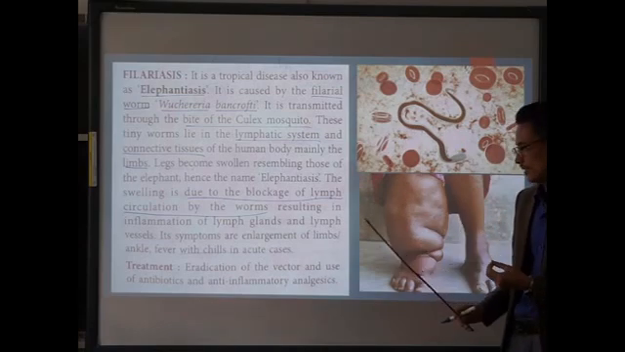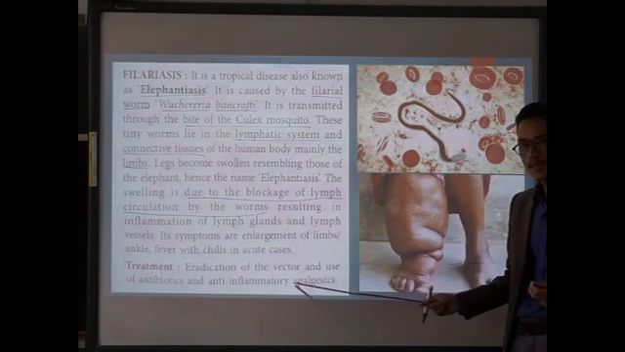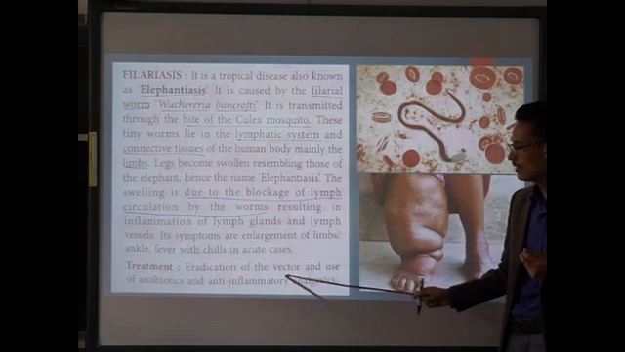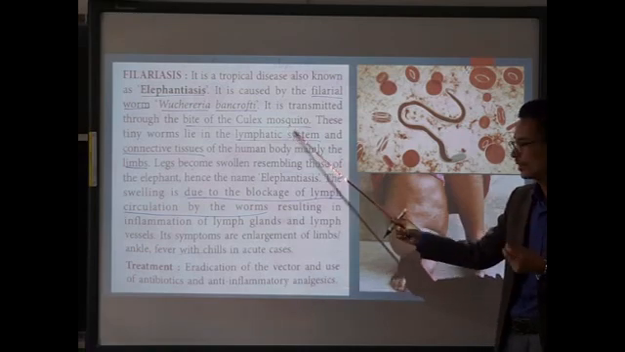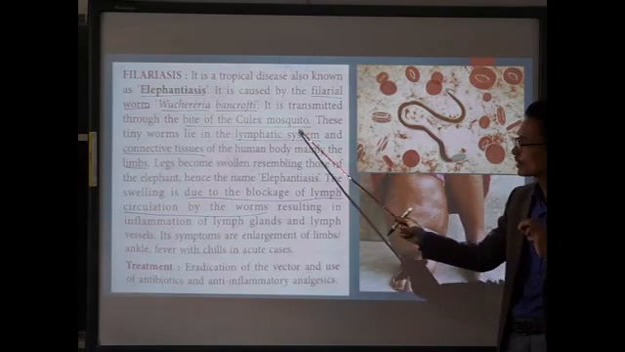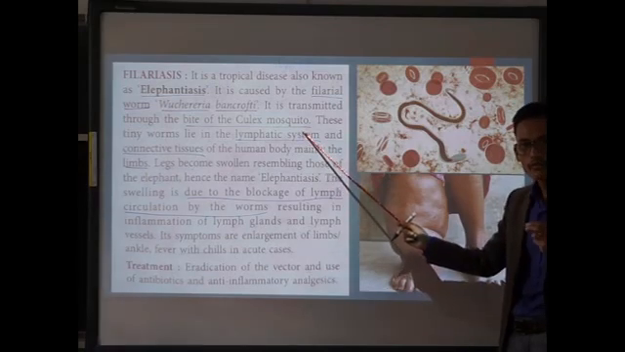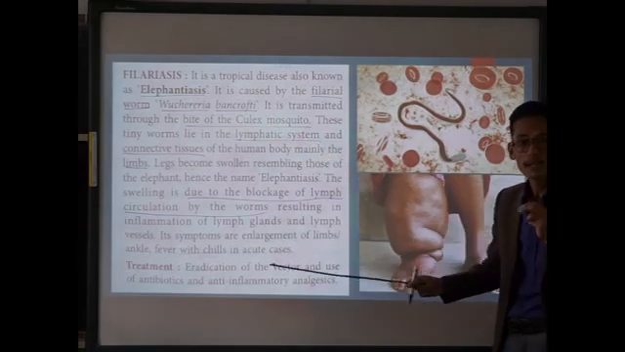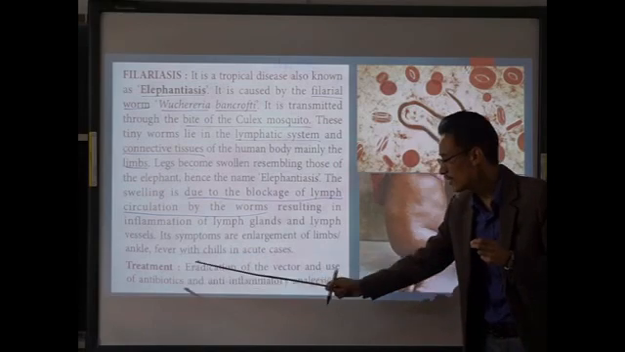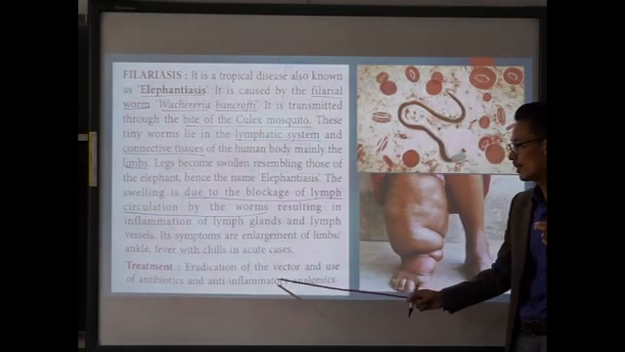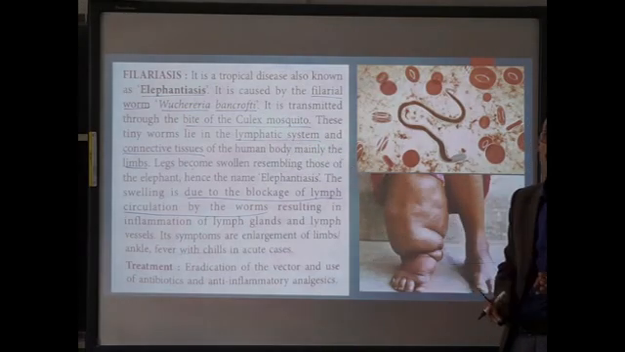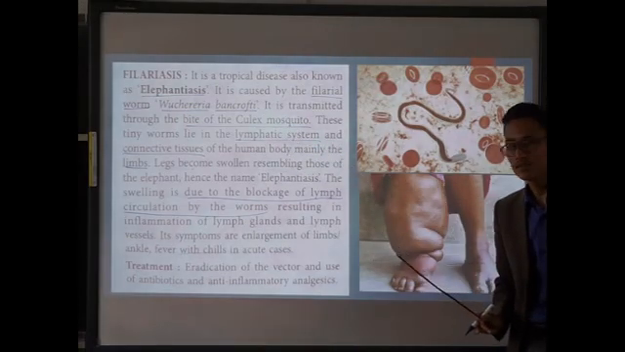Now treatment can be done by eradication of the vector. The vector over here is the Culex mosquito. Remember, the vector is the Culex mosquito. So we have to completely remove the Culex mosquito, which helps in the transfer of the worm Wuchereria bancrofti. Then we can use antibiotics and anti-inflammatory analgesics for the treatment of elephantiasis or filariasis. I will clear it for you.